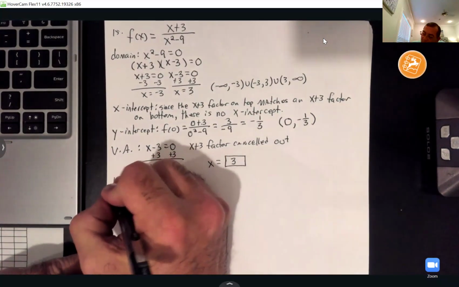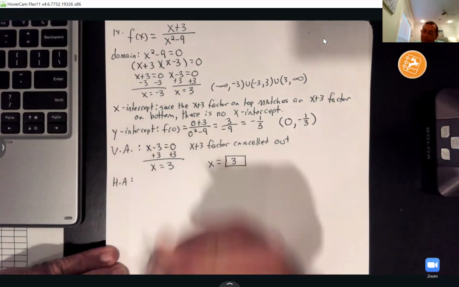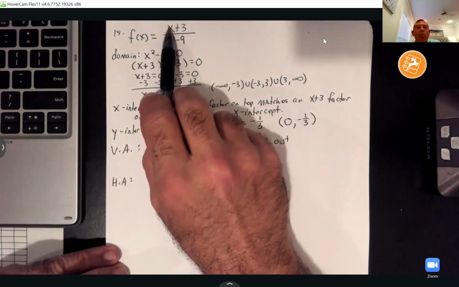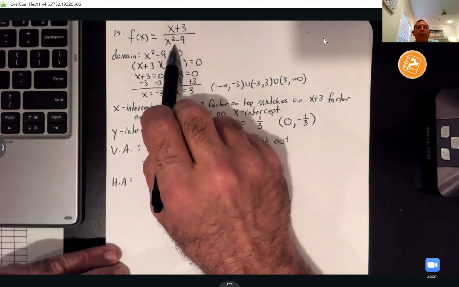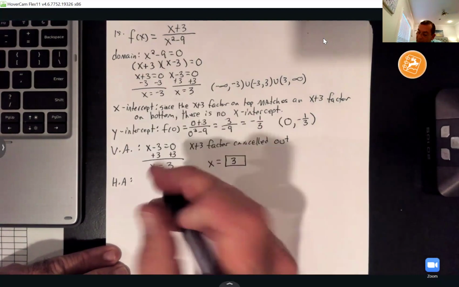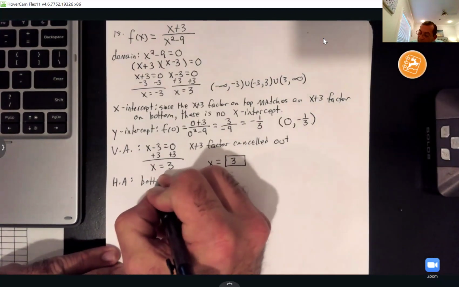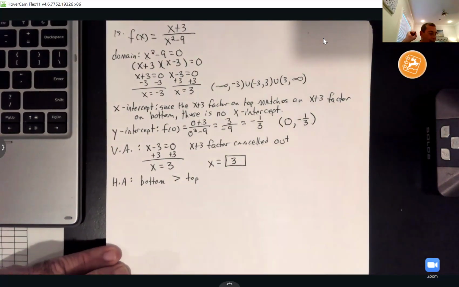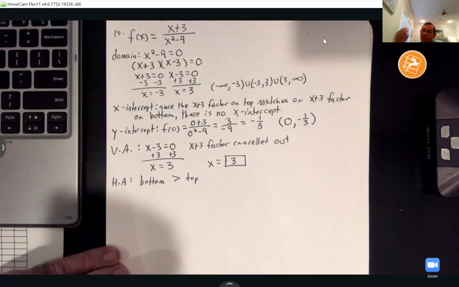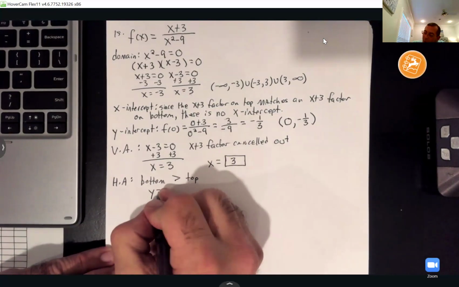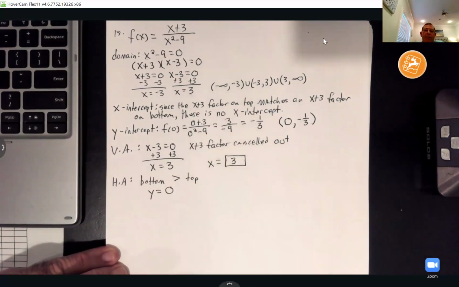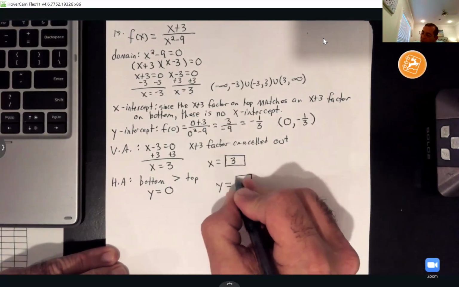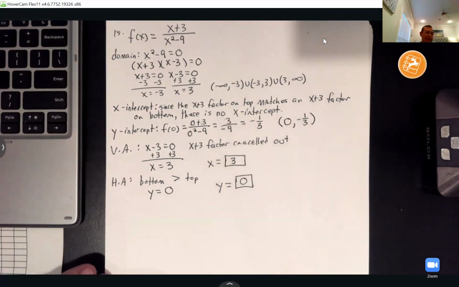All right, next was what? A horizontal asymptote. Well, let me see who's bigger. I got a degree 1 on top, a degree 2 on the bottom. So the bottom degree is greater than the top. And we said when the bottom was greater than the top, y equals 0. And they'll have the y equals. All we got to do is put in our 0.